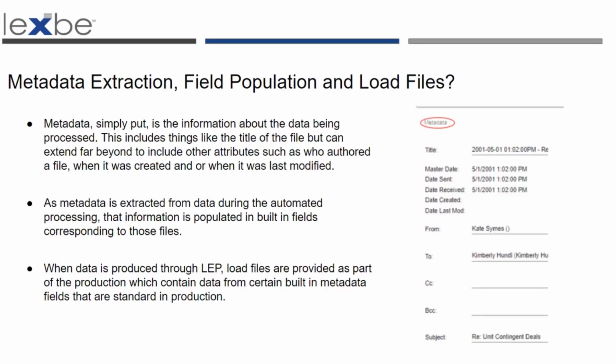Now that we've talked about native text extraction and OCR, let's talk about metadata extraction, field population, and load files. Metadata, simply put, is the information about the data being processed. This can include things like the title of a file, but can also extend far beyond to include other attributes, such as who authored a file, when it was created, or when it was last modified.